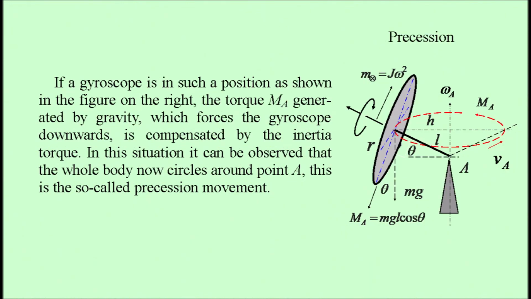If a gyroscope is in such a position as shown in the figure on the right, the torque m_a generated by gravity, which forces the gyroscope downwards, is compensated by the inertia torque. In this situation it can be observed that the whole body now circles around point A. This is the so-called precession movement.